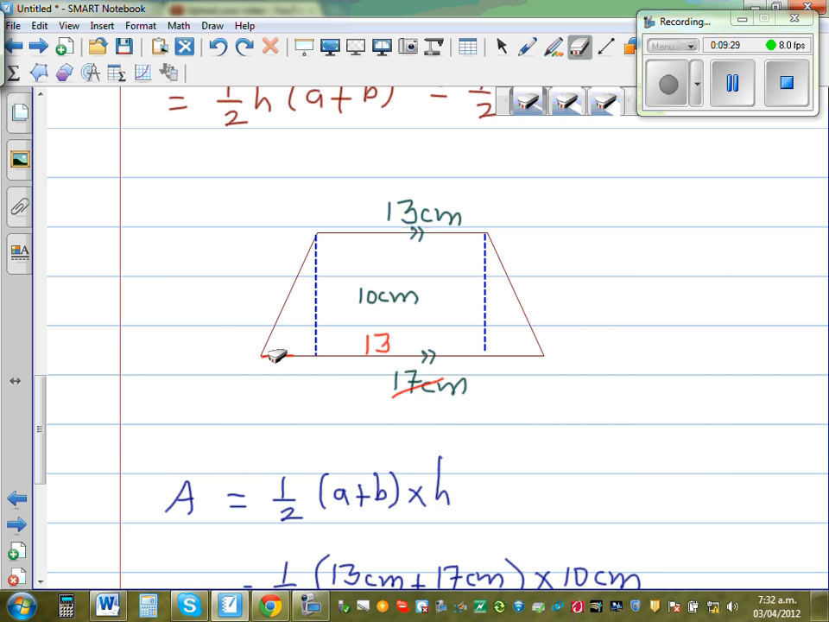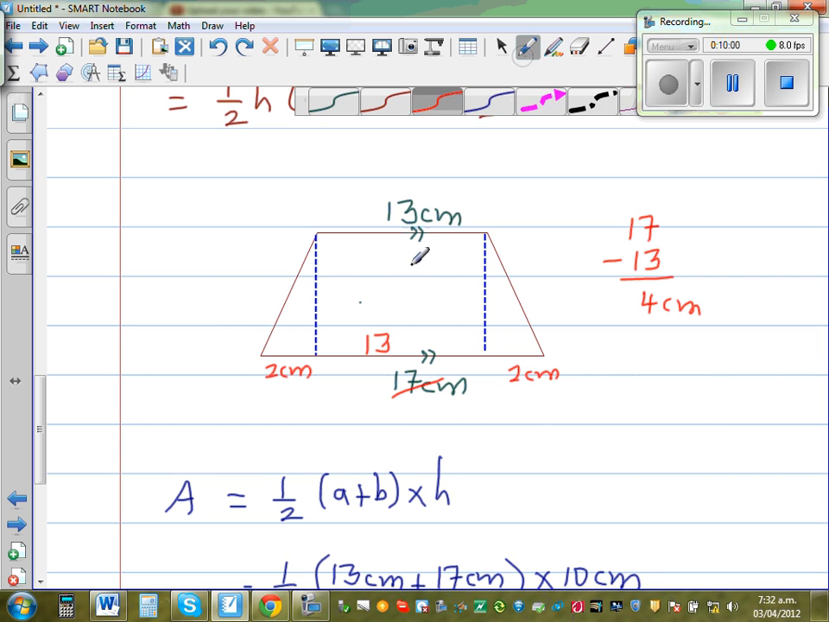Generally, it will be equal. So let us say this side is equal to this side. Okay, it's not always the case, but in this case, we can see that this is equal. So I'll go 17, take away 13, is 4 centimeters. So this has to be 2 centimeters and this has to be 2 centimeters. So this is 10 centimeters, this is 10 centimeters and this is also 10 centimeters.